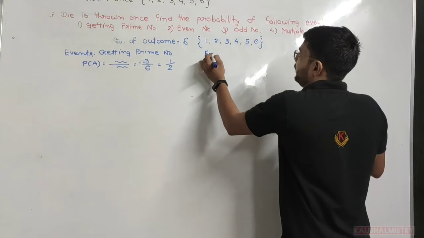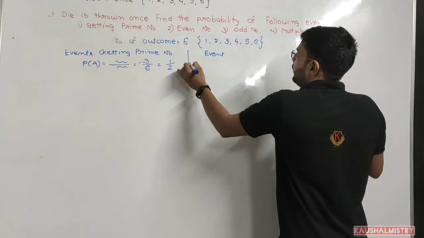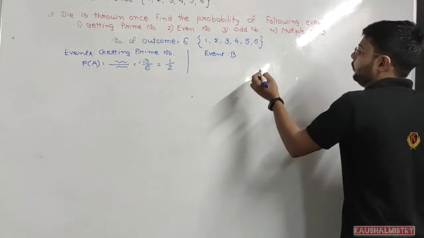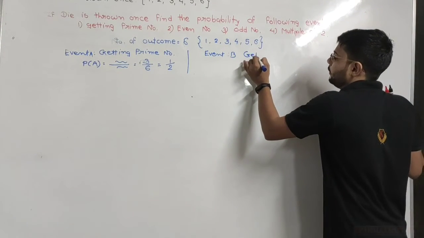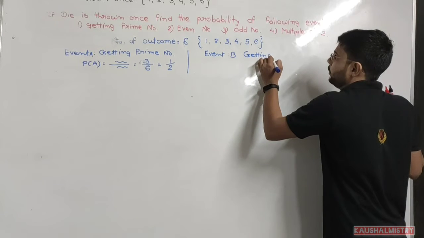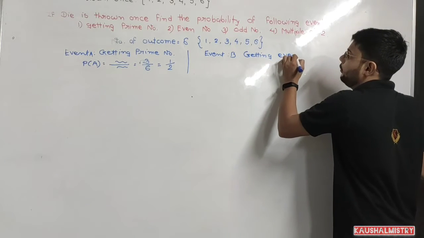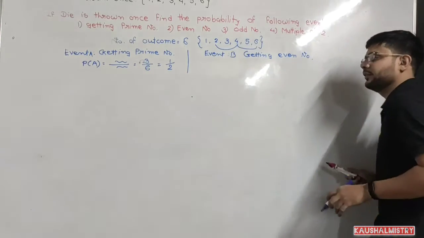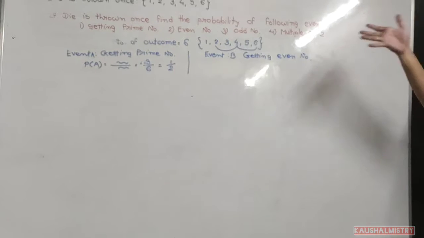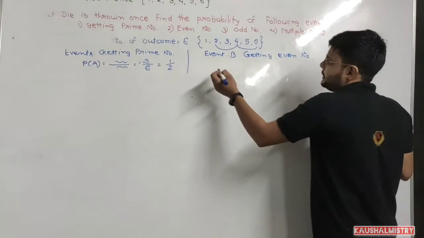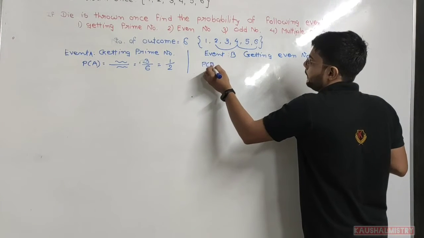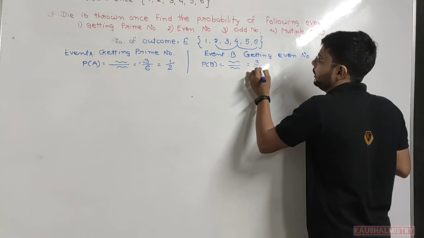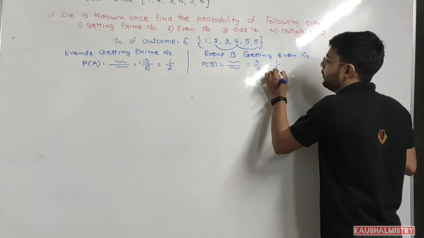Now another event, event B, right? Getting an even number. Out of these 6, how many even numbers are there? 2, 4 and 6 are even numbers, and 1, 3 and 5 are odd numbers. So P of B will be, I am not going to write the formula, total 3 results out of 6. So the answer will be 1 by 2.